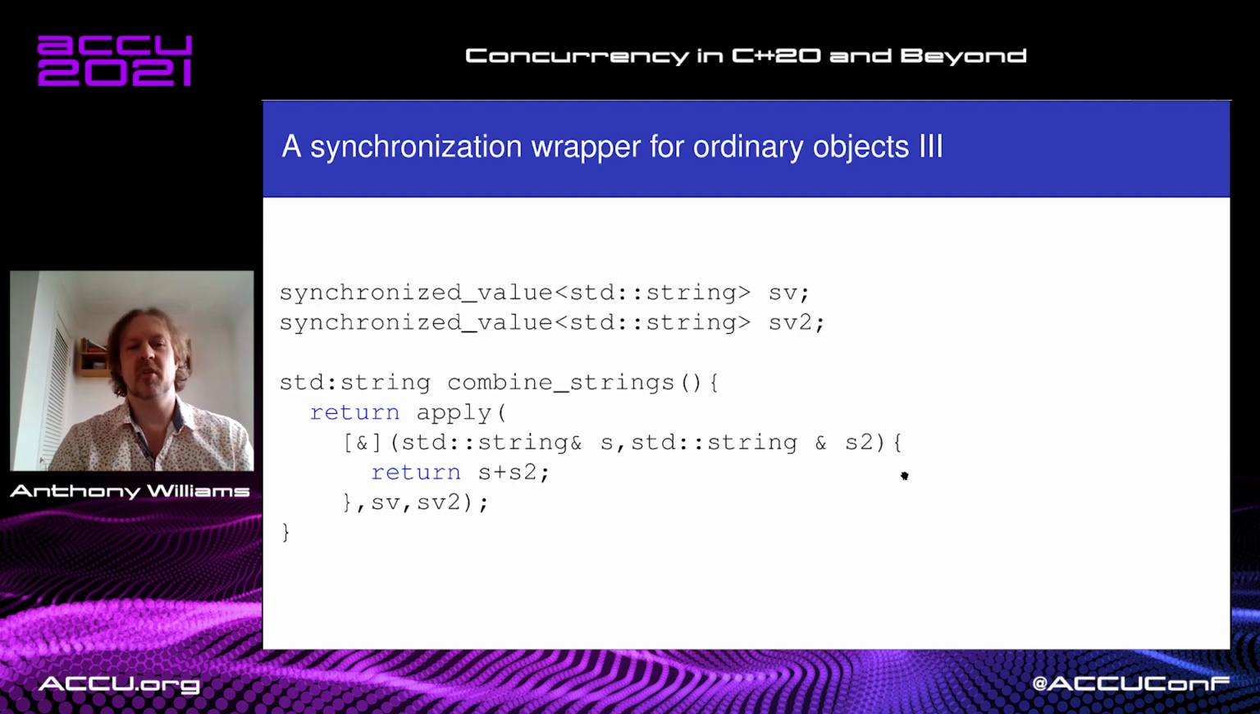You can then do an operation across two things, so you can concatenate two strings together by applying a function that takes two values, and then you pass it two synchronized value objects, lock both the mutexes, call your function, unlock the mutexes. You don't have to worry about deadlock or anything like that.